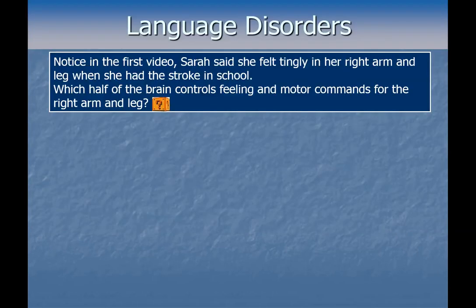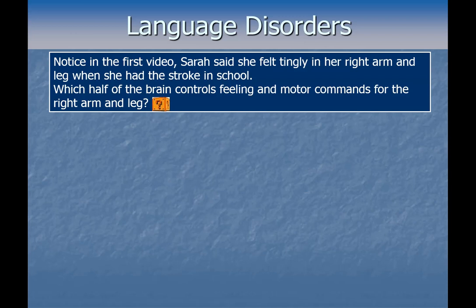One thing I want to point out before we finish this stuff on Sarah is you'll notice in the first video she mentioned she felt tingly in her right arm and her right leg when she had that stroke in English class. And just to connect this to earlier material, I'd ask which half of the brain controls feeling and motor commands for the right arm and the right leg. In other words, which half of the brain would feel that tingly stuff in the right arm and the right leg, and which half controls movements of the right arm and the right leg?